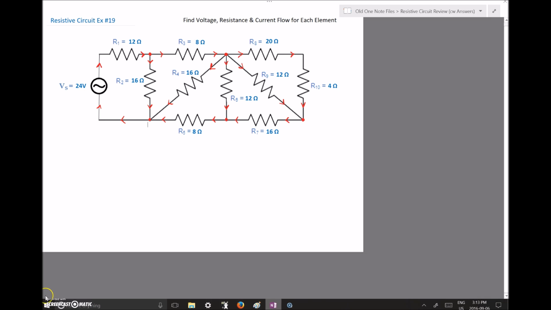Excellent. Okay, so now we can see which way the currents are flowing from one side of the source to the other, but it's still messed up. I can't make heads or tails of this yet. So what we're going to do is try and redraw it and see if we can show exactly which ones are series combinations and which ones are parallel.